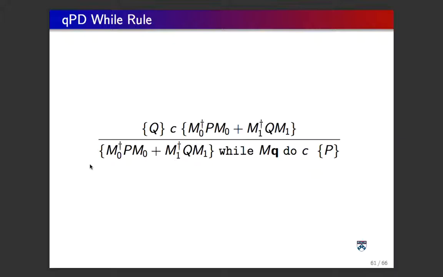What you can think about this while rule as saying is, if every time we run C we funnel some probability mass into P, then if we initially start with this split between P and Q, eventually we're going to get all of our mass into the case P, which is very nice and probably the most you can do for a while rule.